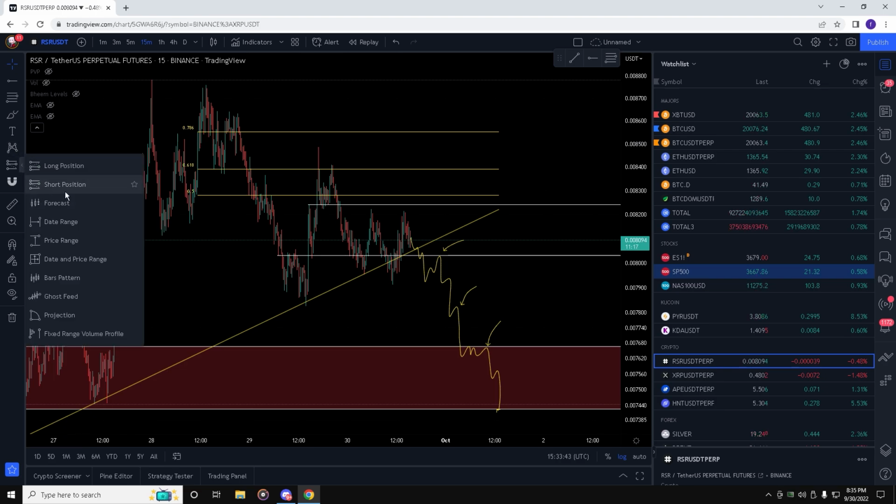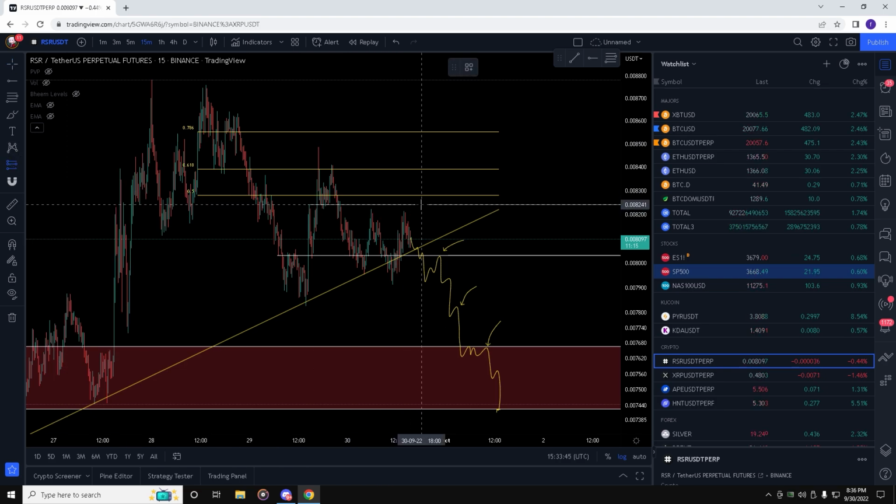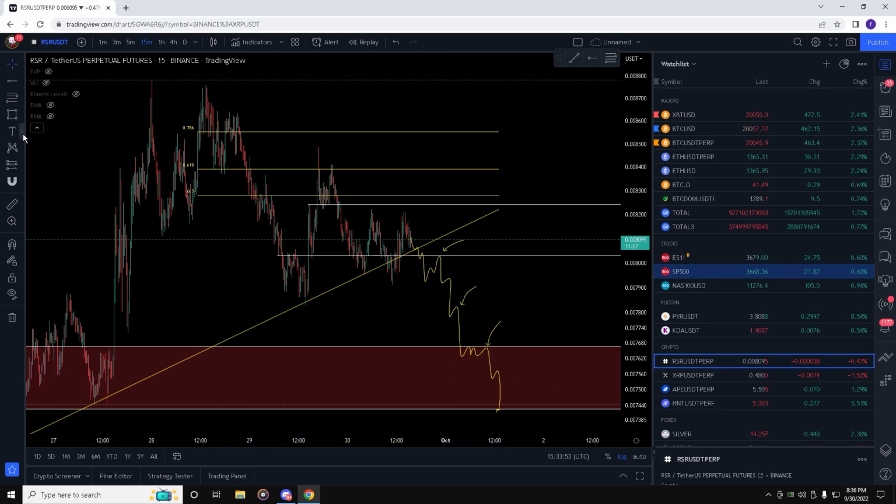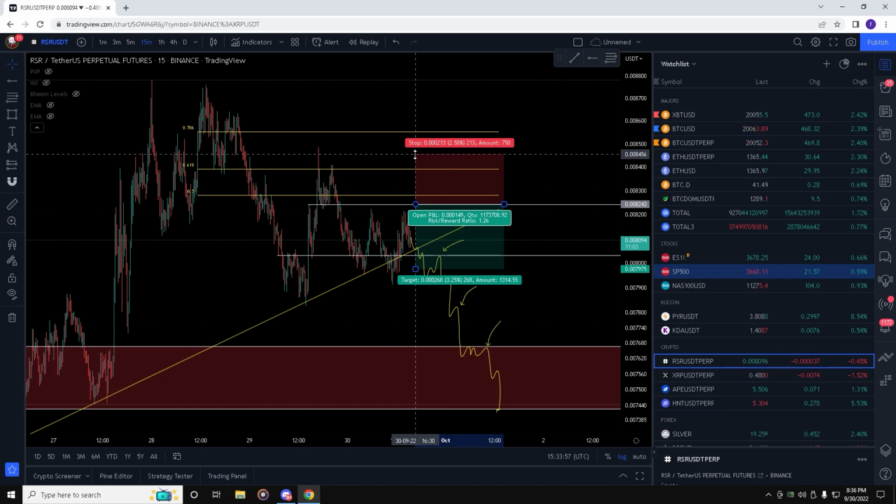Well, let's say if it pumps, I'm gonna short this level. I can have this whole region, this is my range high and this is my 0.5 Fibonacci. I can short this whole region with DCA, or I can just short this former range high key level and have my stop loss.